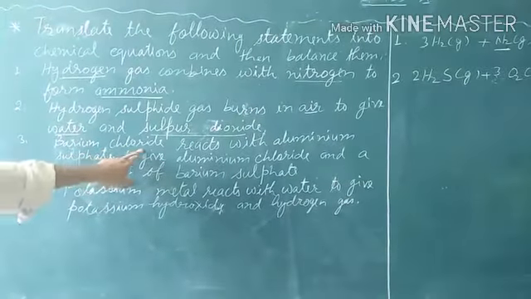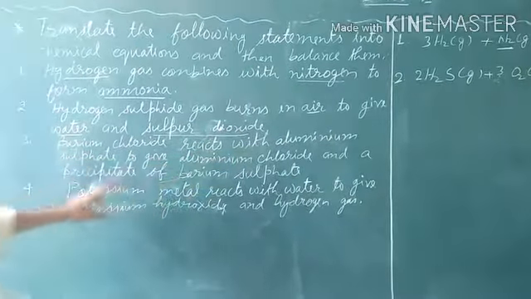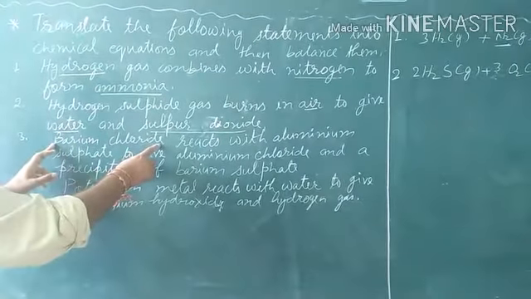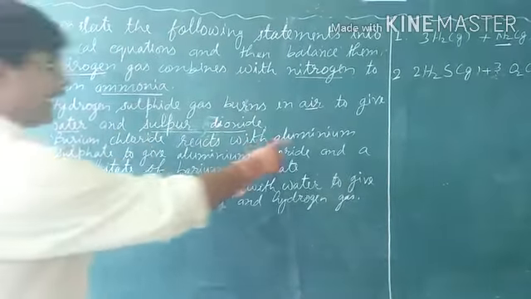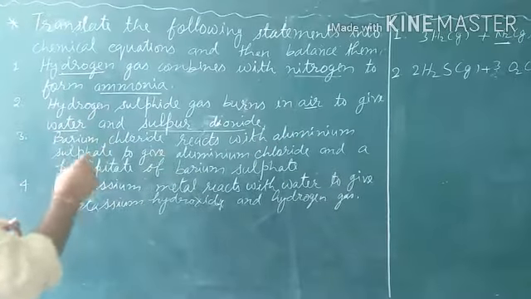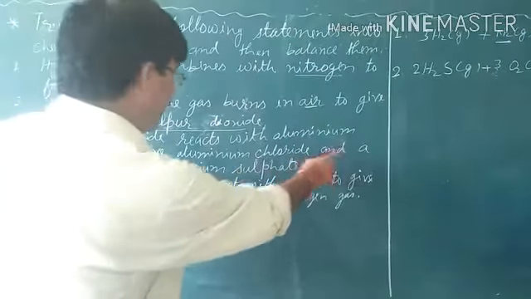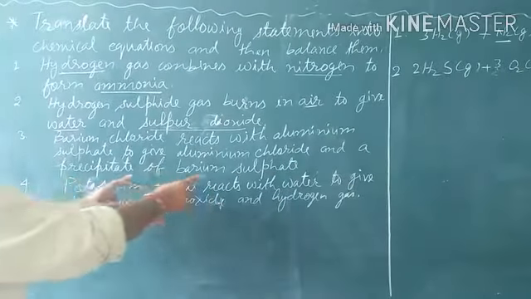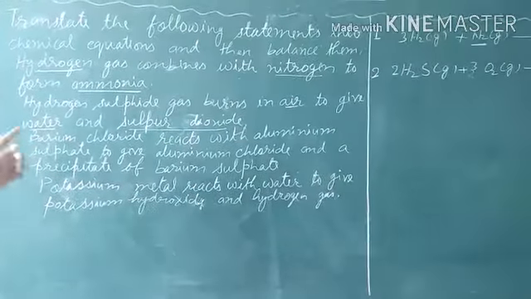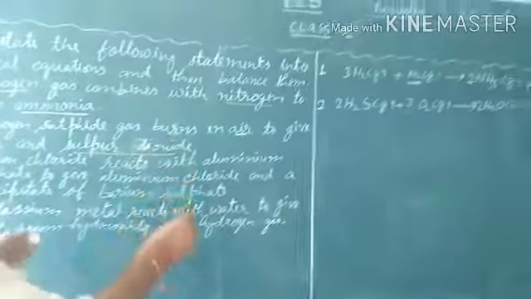Barium chloride reacts with aluminum sulfate. Barium chloride is a reactant. Aluminum sulfate is also a reactant. To give aluminum chloride and a precipitate of barium sulfate, these are products. So we will write this chemical equation in this form.